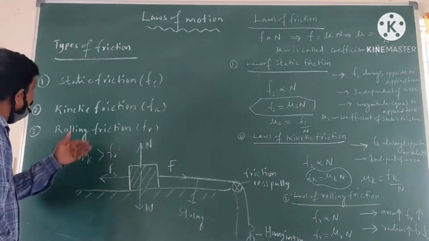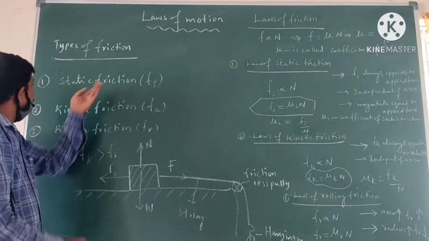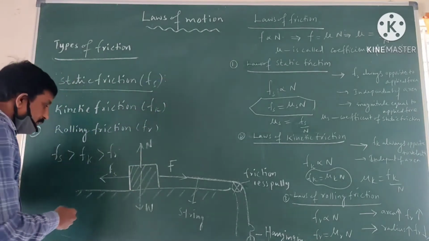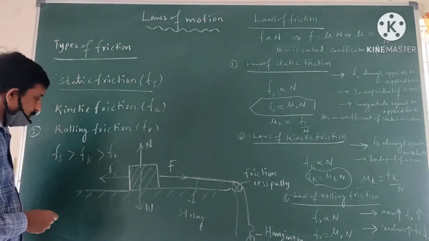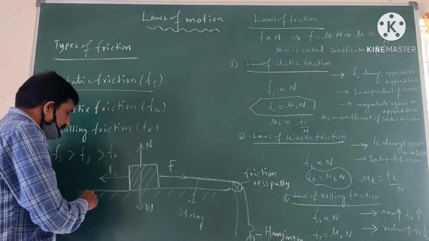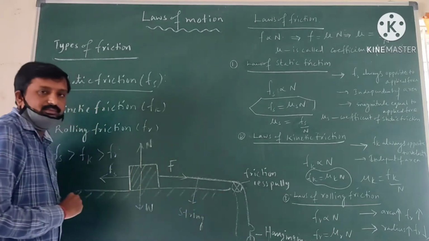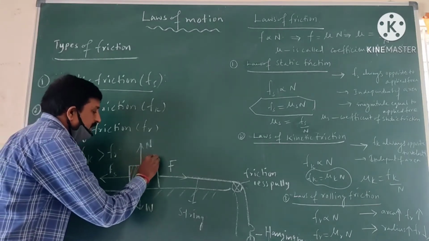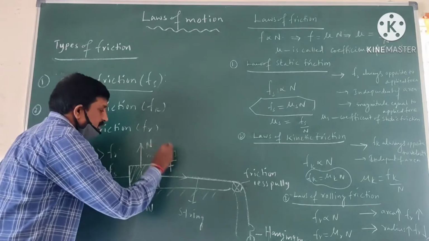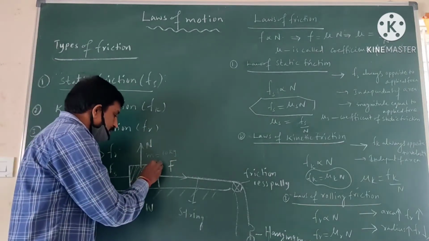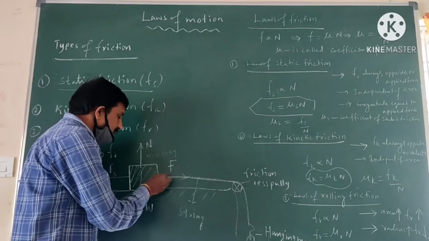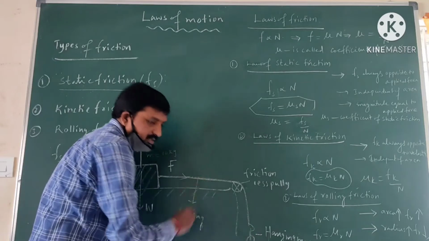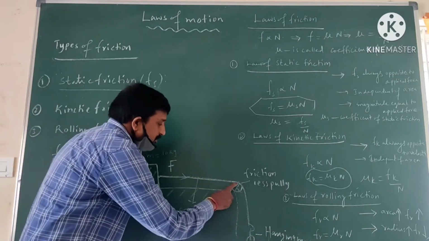Okay. Before we explain static friction, kinetic friction and rolling friction, we take one example. Let us consider one horizontal table. On the table, you take one object. The mass of the object, generally we are considering 10 kg. One end of the object is connected to one string. The other end of the string is connected to a hanging mass through a frictionless pulley.